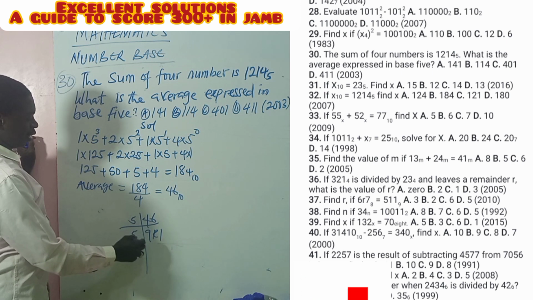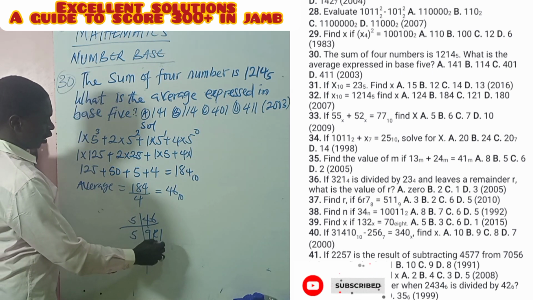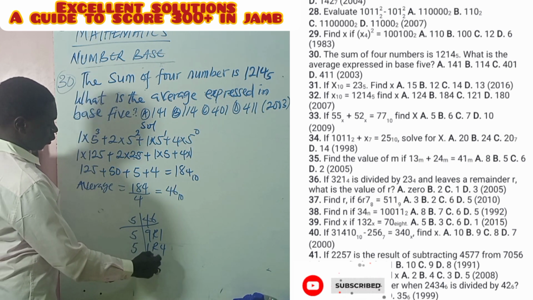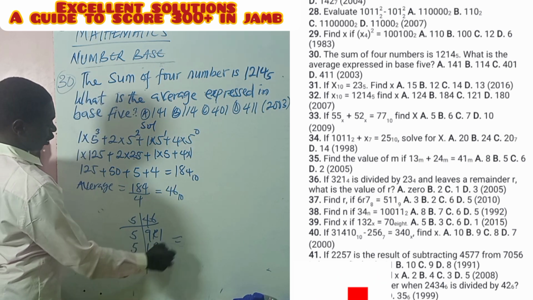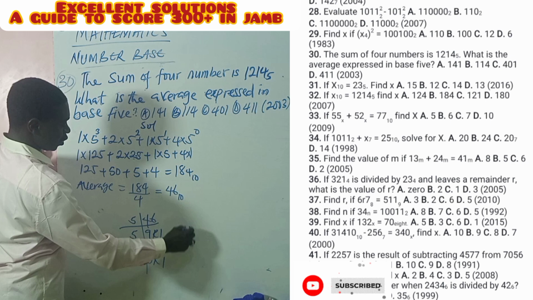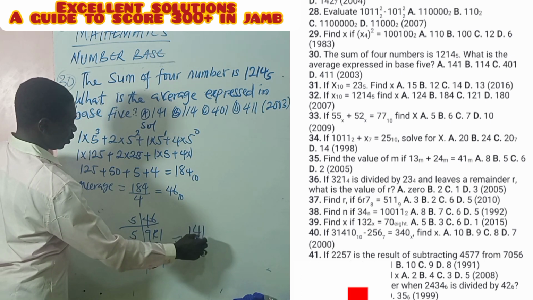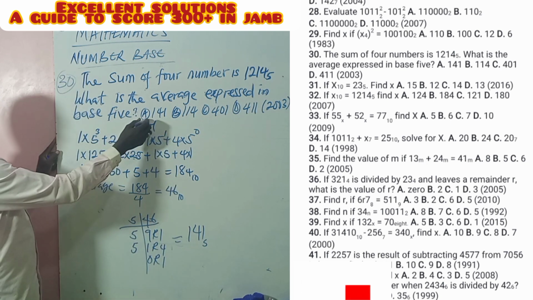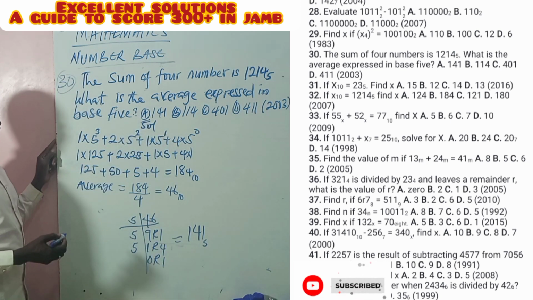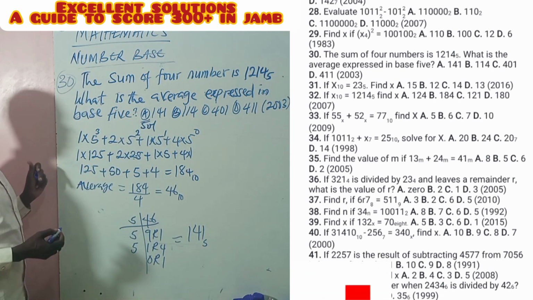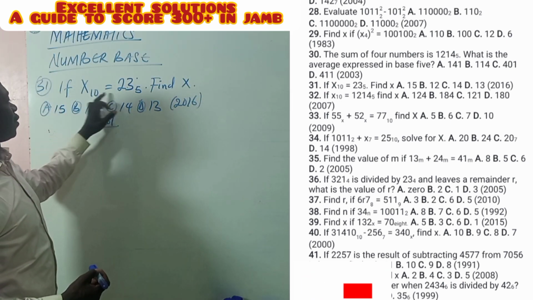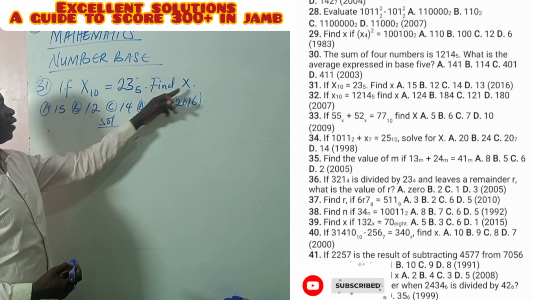9 divided by 5, we have 1 remainder 4. 1 divided by 5, we have 0 remainder 1. So if you look here, it's going to give us 141 base 5. If you look at our options, in option A we have 141 base 5. The answer is A. Question 31 says, if x base 10 is equal to 23 base 5, find x.